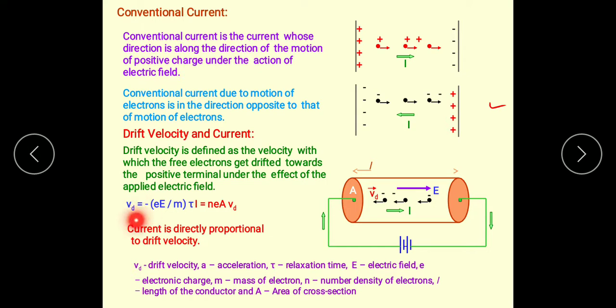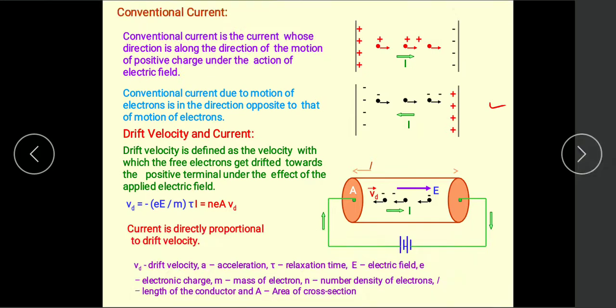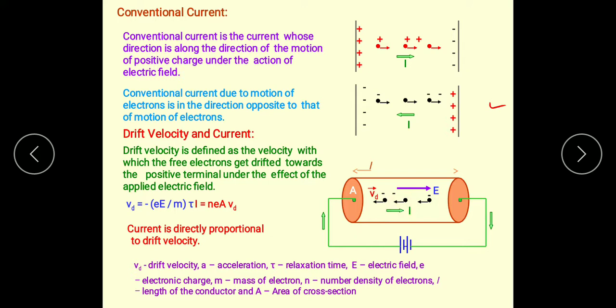So here is the formula for drift velocity: Vd is equal to negative of eEτ upon m. Here small e is the charge on one electron, capital E is the electric field created here, m is the mass of the electron, and tau is the average time of travel of the electron. The negative sign represents that the direction of velocity of the electron is opposite to the direction of electric field. So E is opposite to Vd.